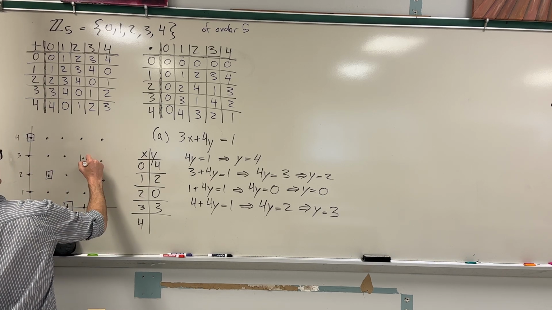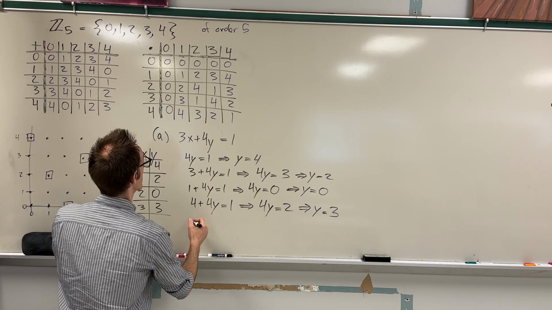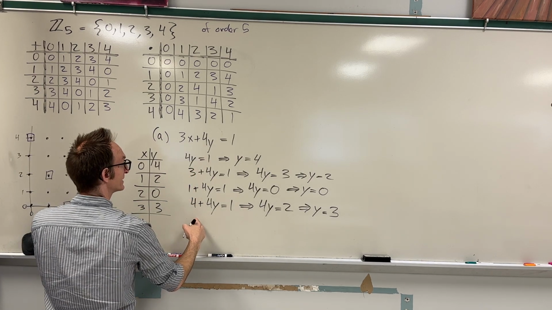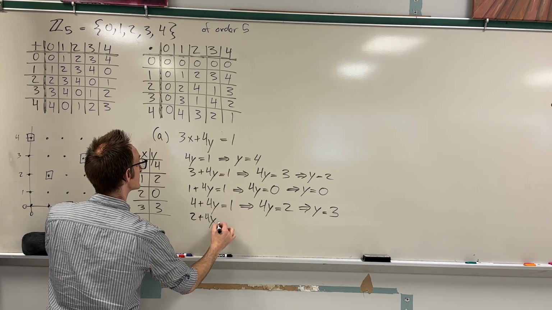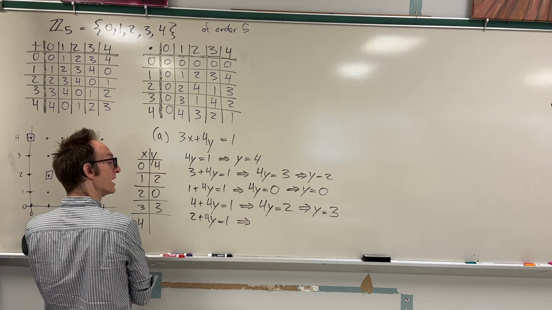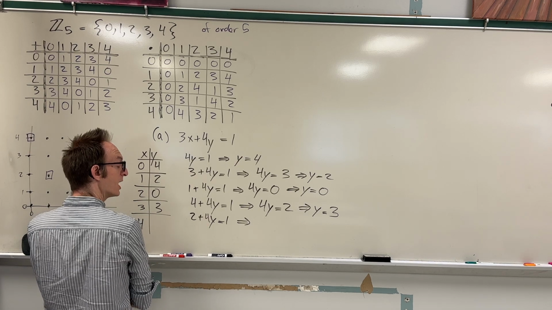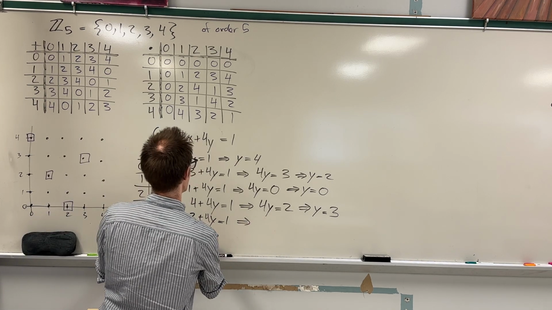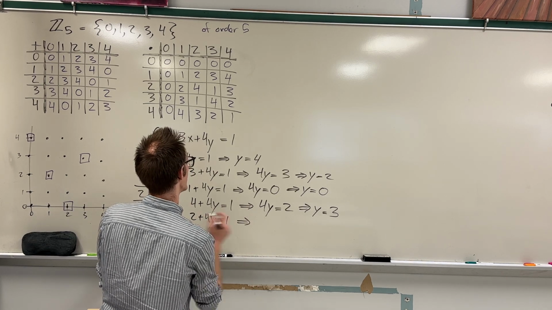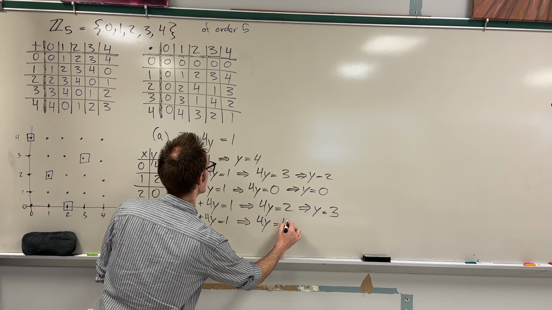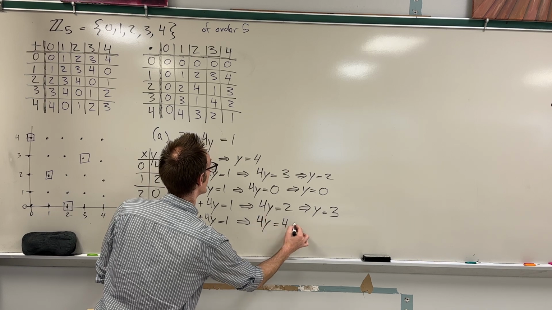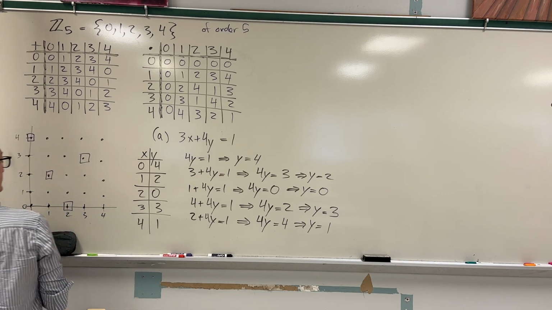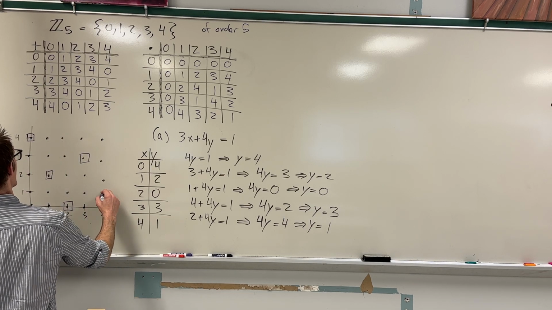Okay, this is very tedious. But anyway, there's only one more to go. If x is 4, 3 times 4 is 12, but that's just 2. So you get 2 plus 4y equals 1. But 2 plus what equals 1? 2 plus 4 is 6, which is 1. So this is true only when 4y equals 4, which is true only when y equals 1. So that's how we get the fifth point, which is 4 comma 1.